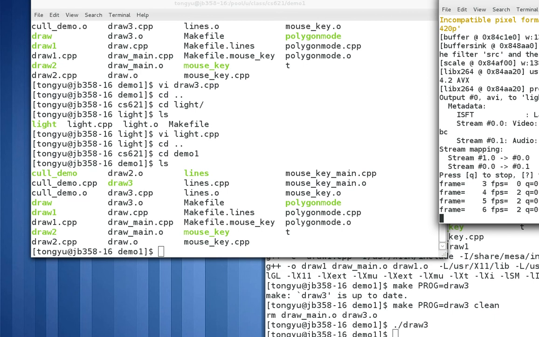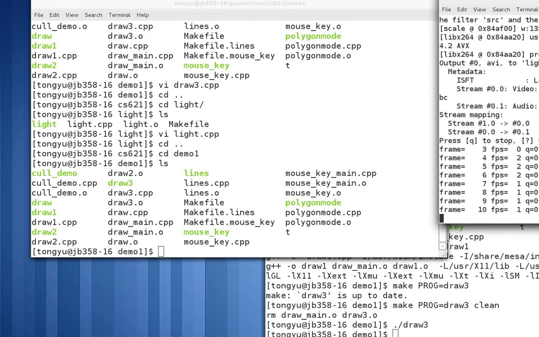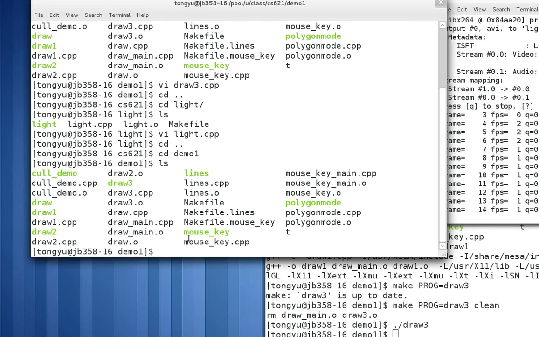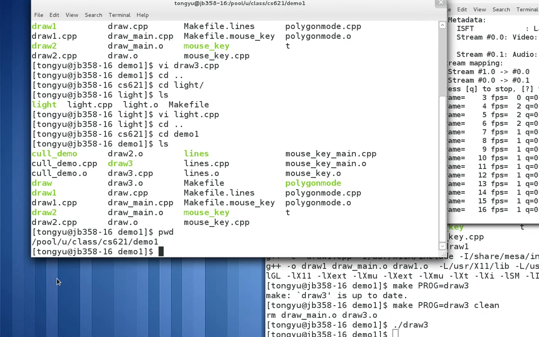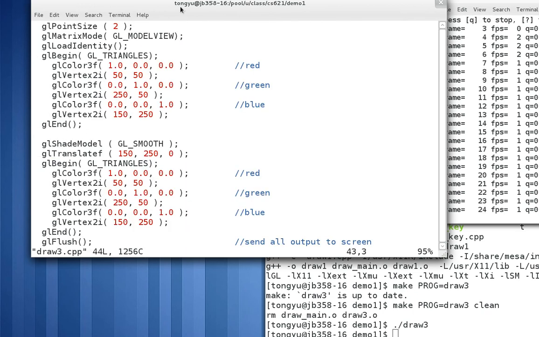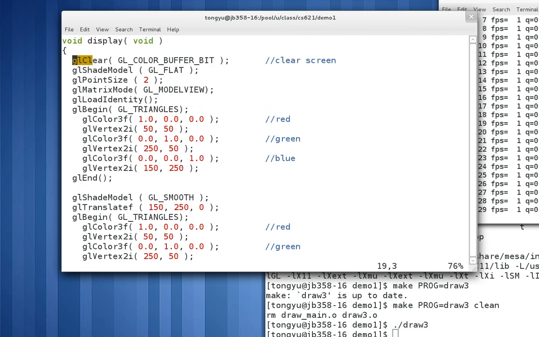This video is to show the shading and lighting commands in OpenGL. In this directory, pull U class CS621 demo1, we have the program jaw free cpp that shows the effect of shading. Now we can turn on the GL fed shading mode.